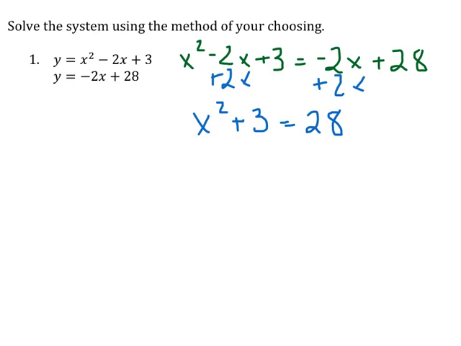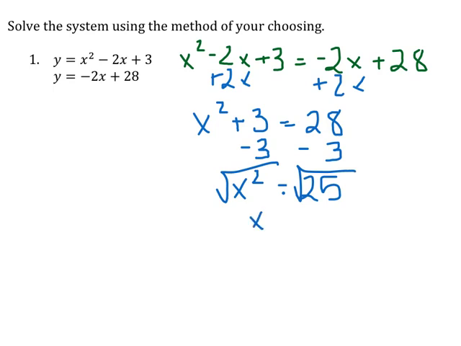Now, since we only have an x squared term, we might as well just solve for x using our square roots. So we'll subtract 3 from both sides. X squared equals 25. Have to square root both sides, so we get x equals plus or minus 5. Now once we found x, we need to also find y. So remember, we have two answers. We have positive 5 and negative 5.